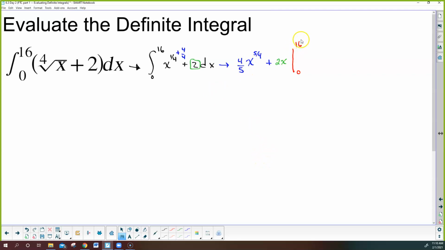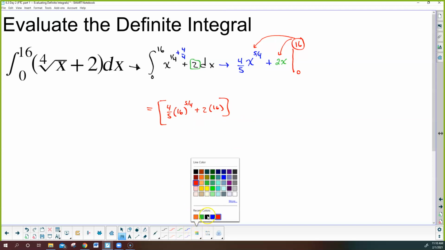So now I'm going to take 16. We always do the top one first, and 16 goes into both of these values. So I'm going to have 4/5 times 16 to the 5/4, plus 2 times 16.